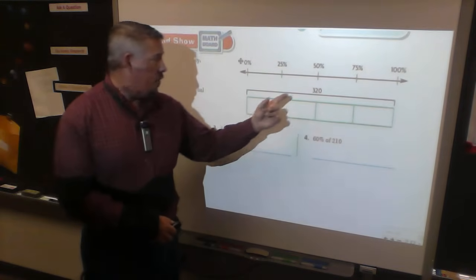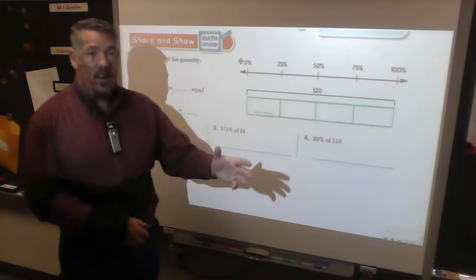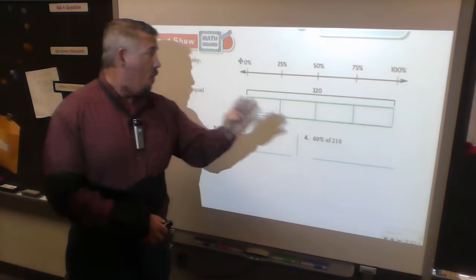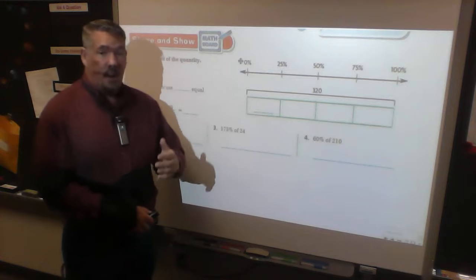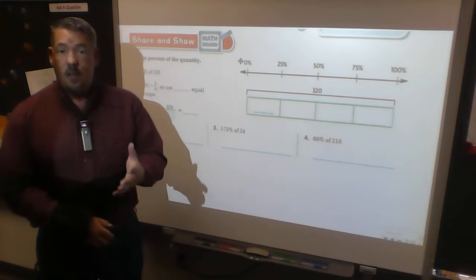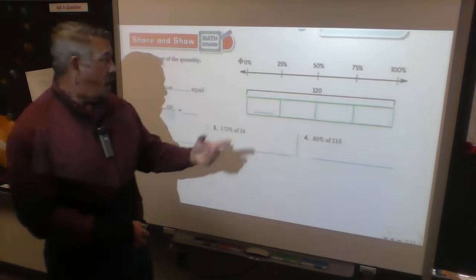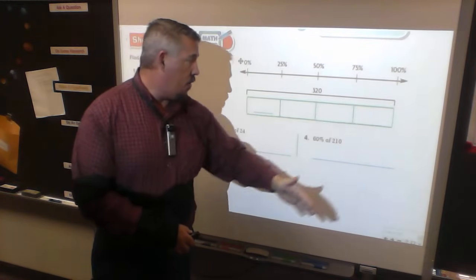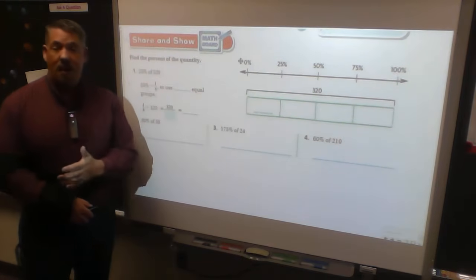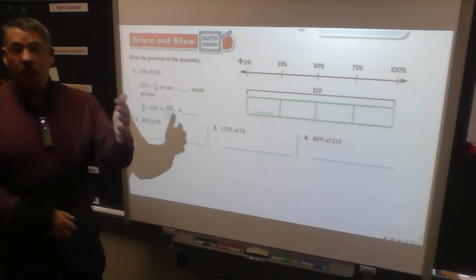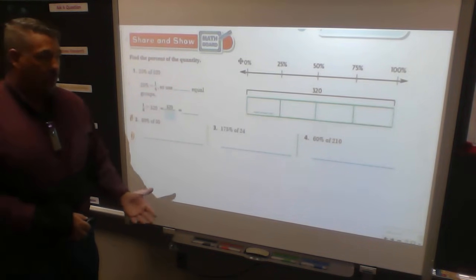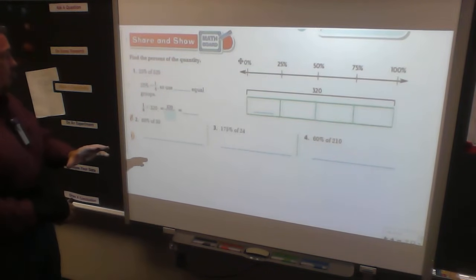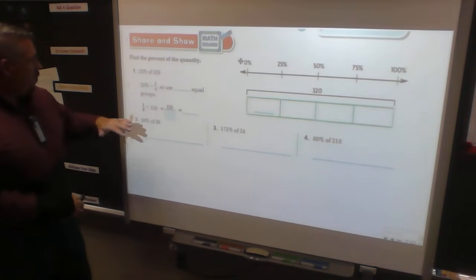We can see that I have 320, and then it's divided into how many equal groups. 1, 2, 3, 4. 4 equal groups. And if I'm talking about percentages, then groups of 25%, right? Because 25, then halfway is 50, 75, 100. And I know that 1/4 is the same as 25%. 2/4 or 1/2 is 50%. 3/4 is 75%. All right, so we should be able to figure all that out. So let's answer these questions.